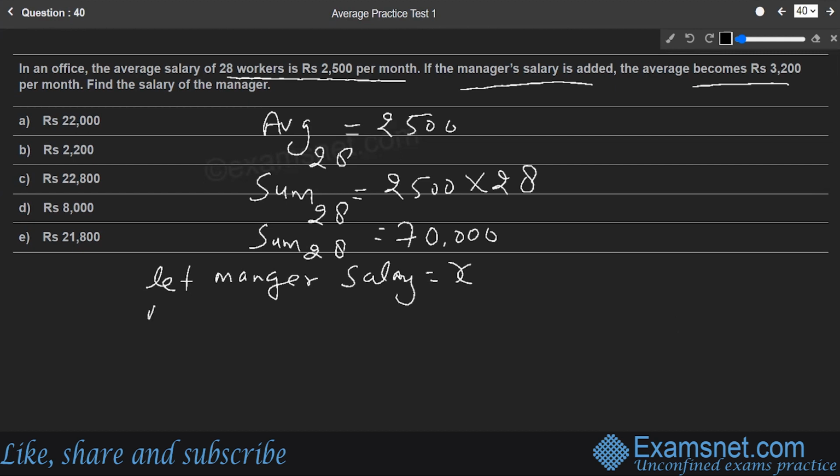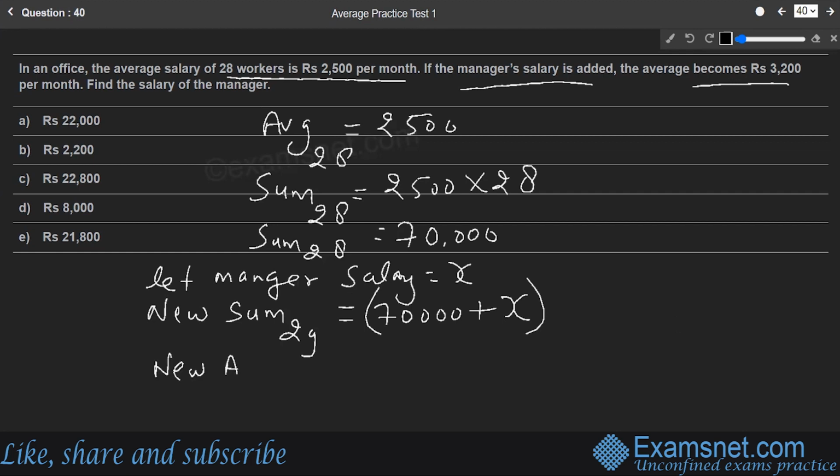Now, the new sum will be how much? If the manager's salary is added, there has to be a new sum of salaries of 29 people now. It has to be the old sum, that was 70,000, plus the manager's salary, that is x. So this is going to be the new sum of all 29 people. He says the average becomes 3200. Earlier the average was 2500. The new average should be the new sum divided by the total number of people, now 29. They have already given the new average to be 3200.